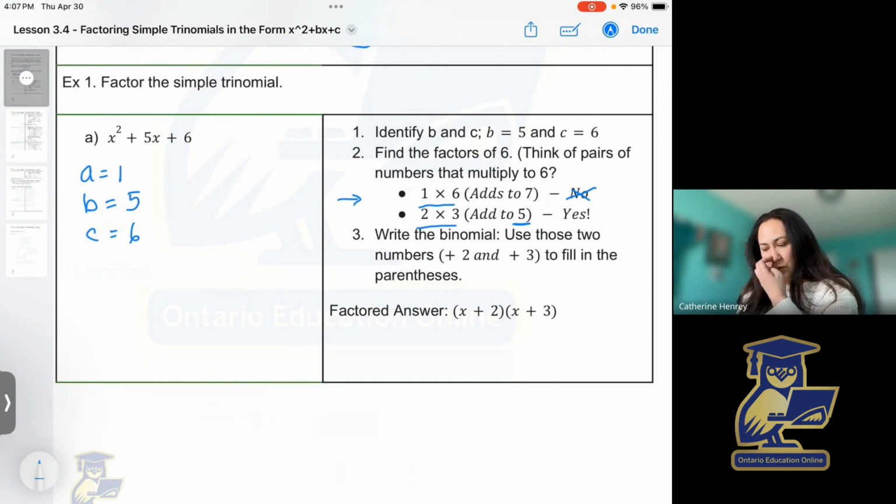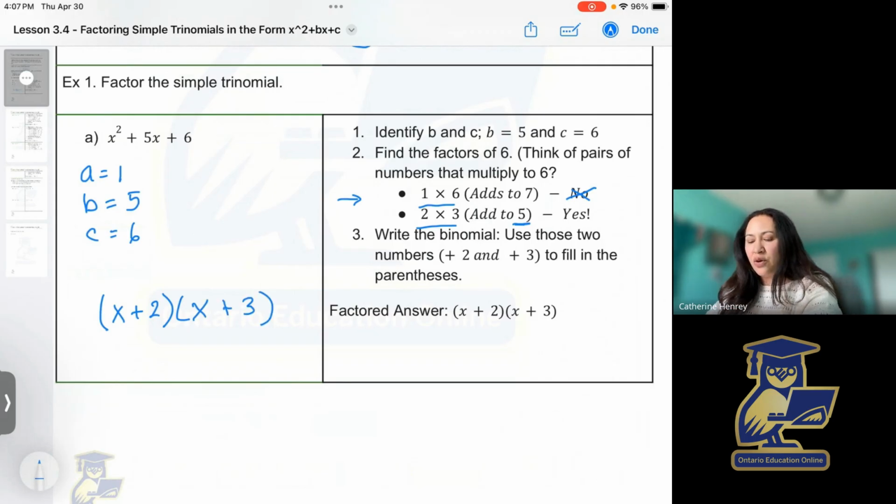Once I have those, then to write it in factored form, it is simply writing x plus 2 times x plus 3. And that's it. That's the factored form of the trinomial x squared plus 5x plus 6.